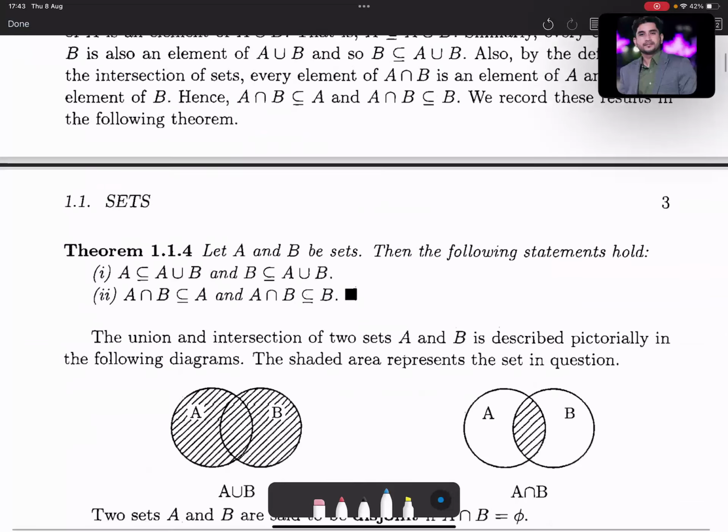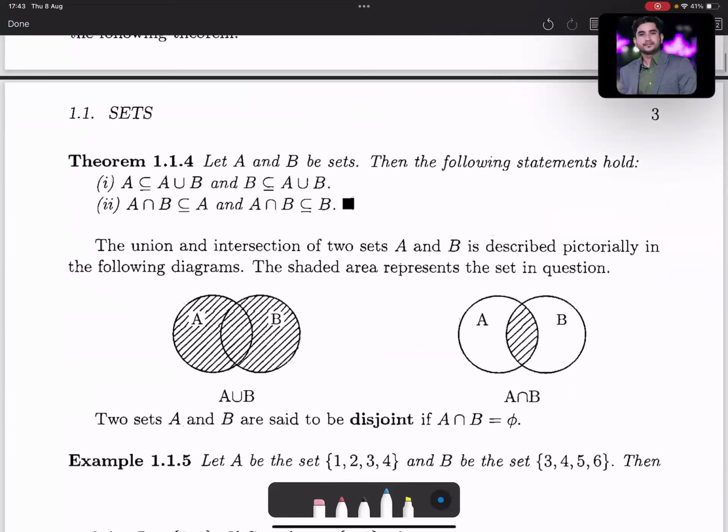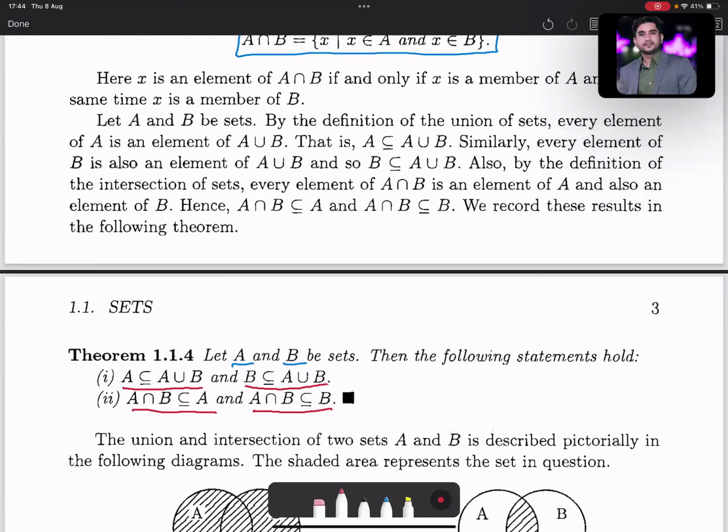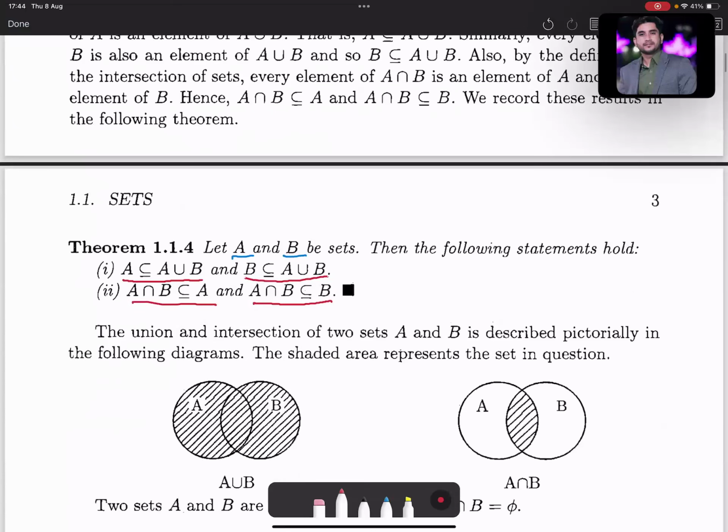Then we have this theorem which says that we have two sets A and B, and the following holds. A is contained in A union B and B is contained in A union B, and A intersection B is contained in A and A intersection B is also contained in B. That was what we have discussed here. That is the meaning of union and intersection.